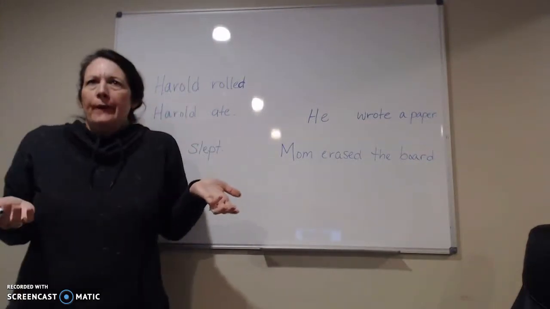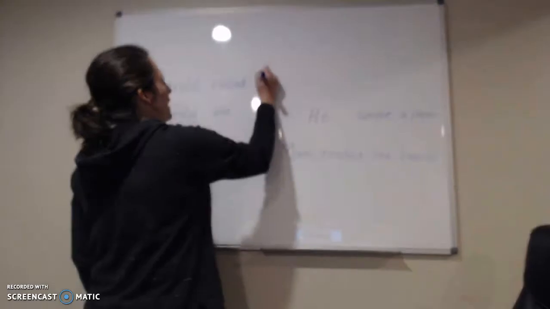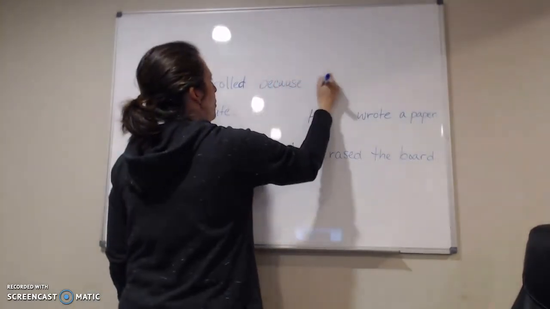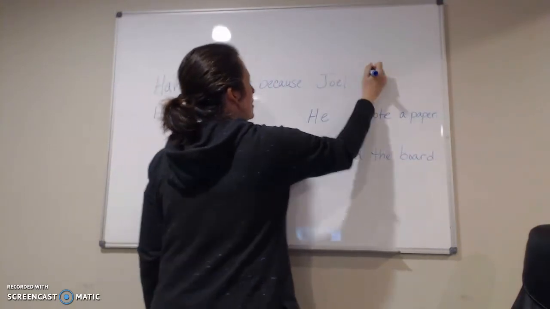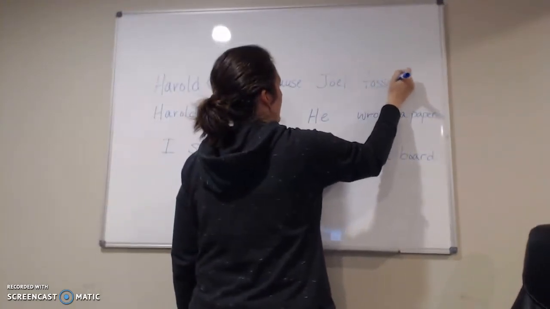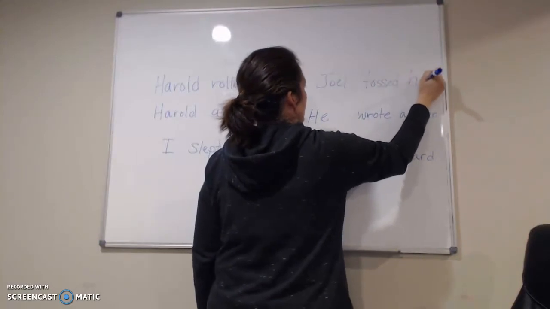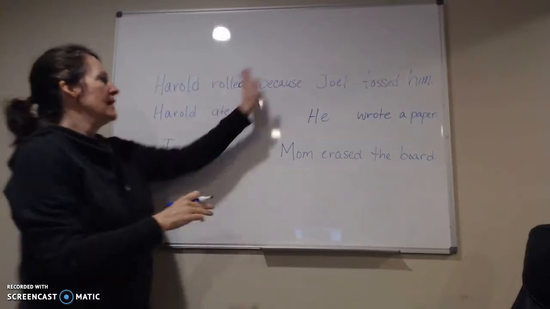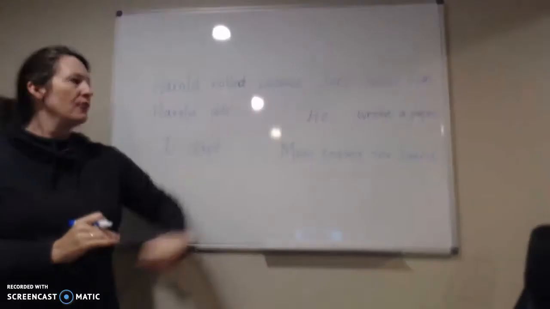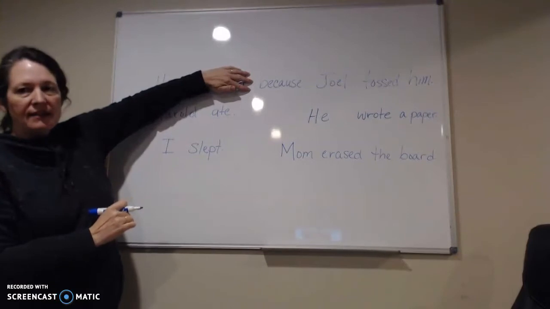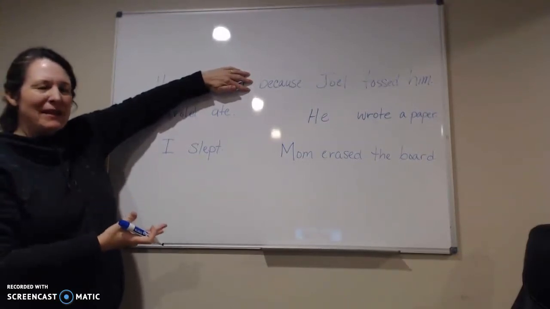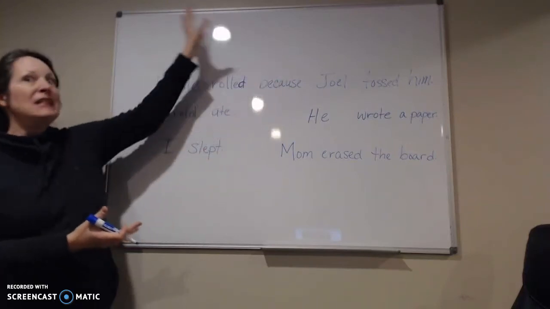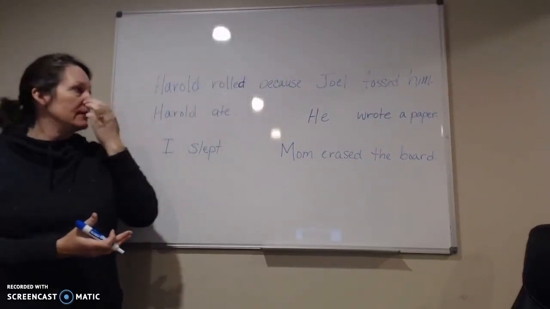Harold rolled, why? Because Joel tossed him. Now I have a complex sentence. Harold rolled, that is independent. It can stand all by itself. But look at this. Because Joel tossed him. Well, that can't be by itself because it doesn't make sense alone. So that's called a dependent clause. It depends on the independent clause to hold itself together.